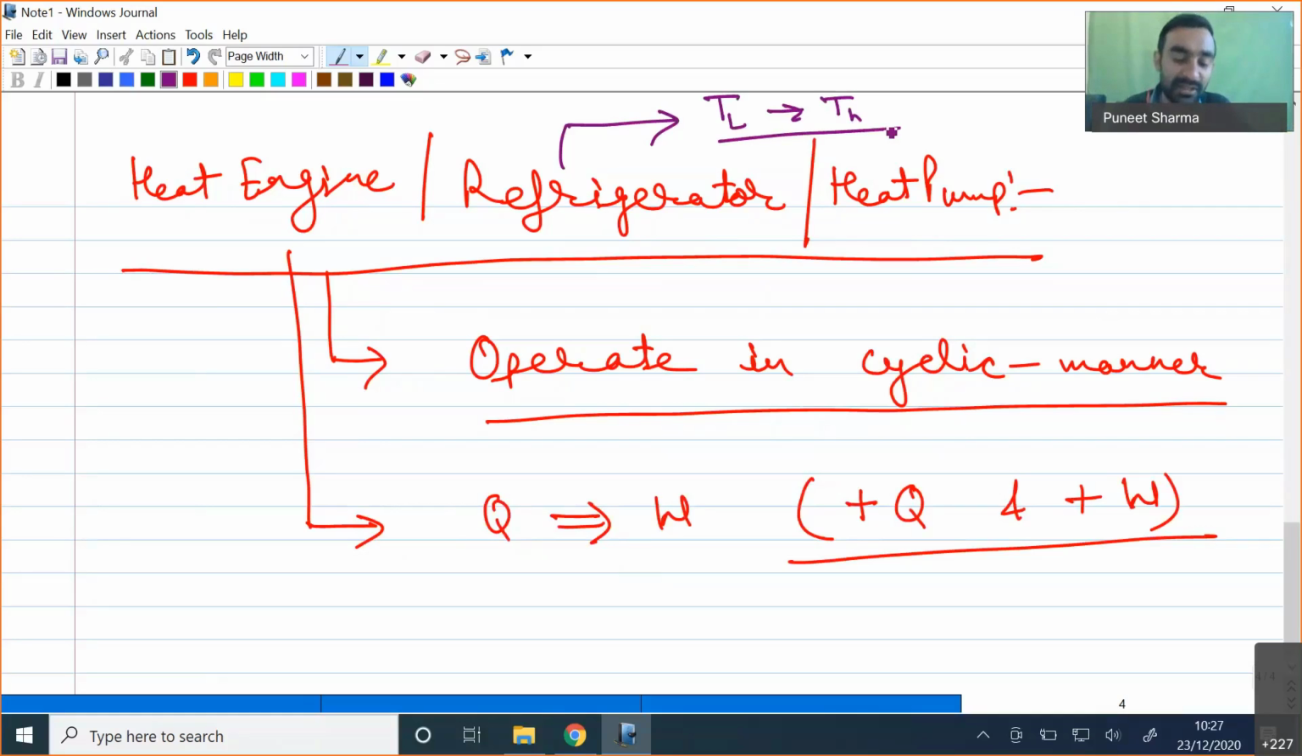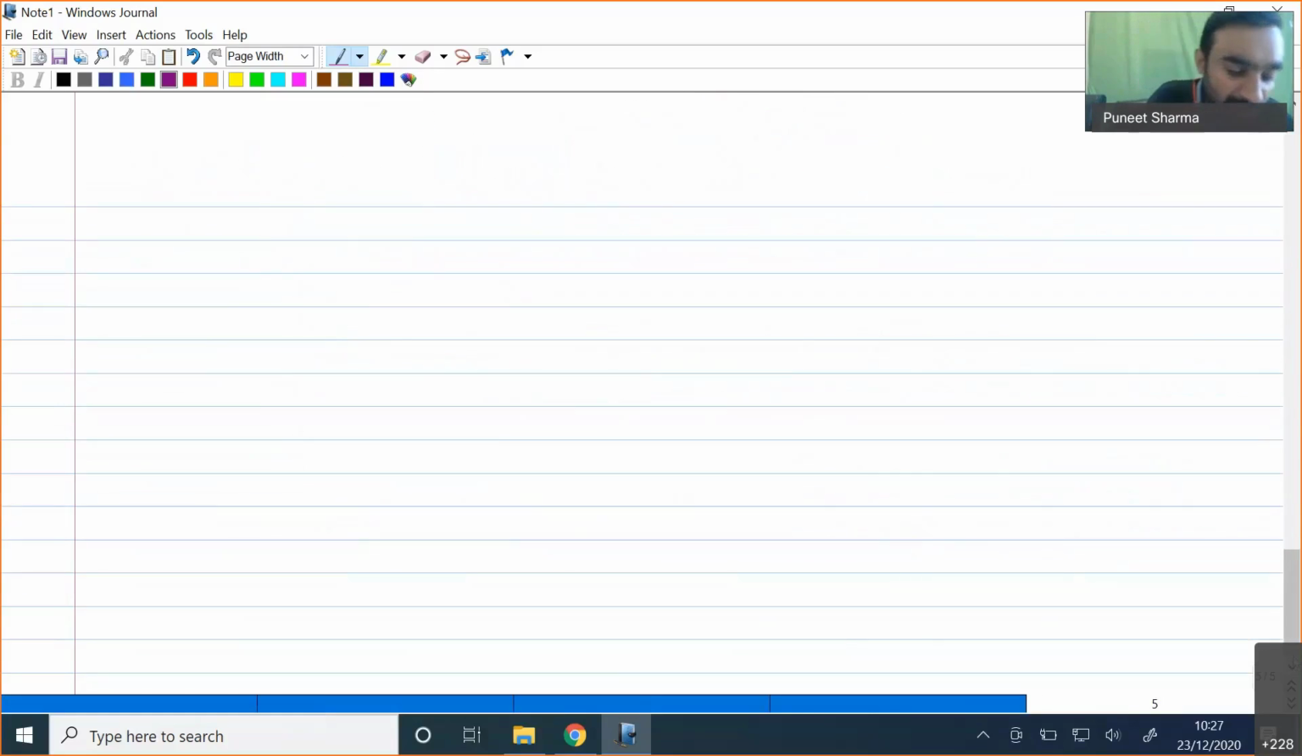Okay, so these are the functions which we can achieve with the help of these three very important devices: heat engine, refrigerator and heat pump. But before going to the discussion of heat engine, refrigerator and heat pump, let me first discuss the concept of thermal reservoir. Thermal reservoir is a very important concept which will be employed everywhere while we are talking about heat engine, refrigerator and heat pump.